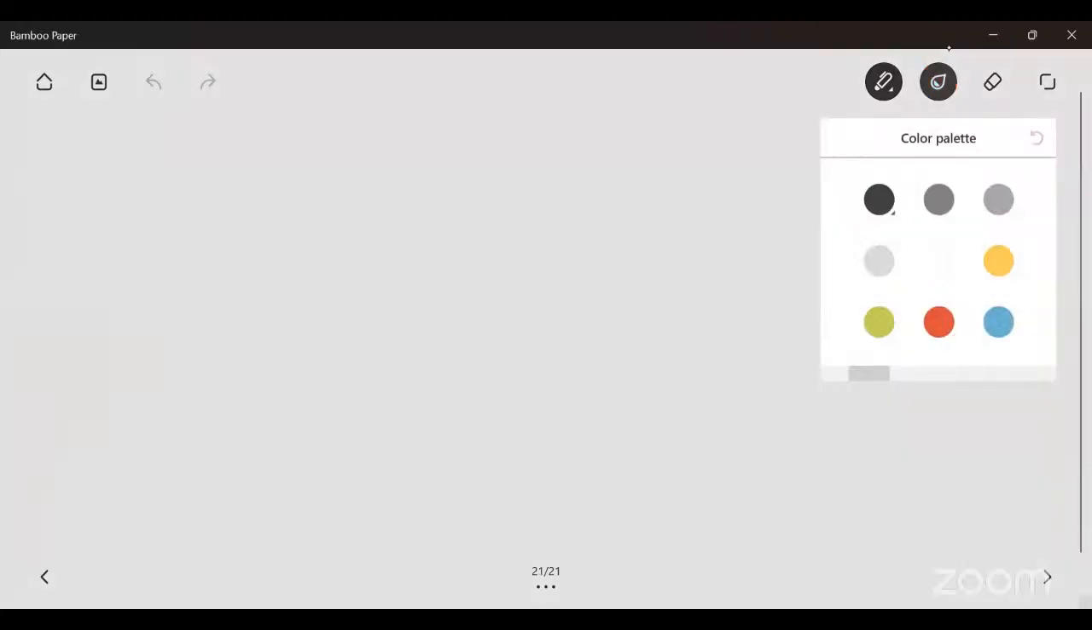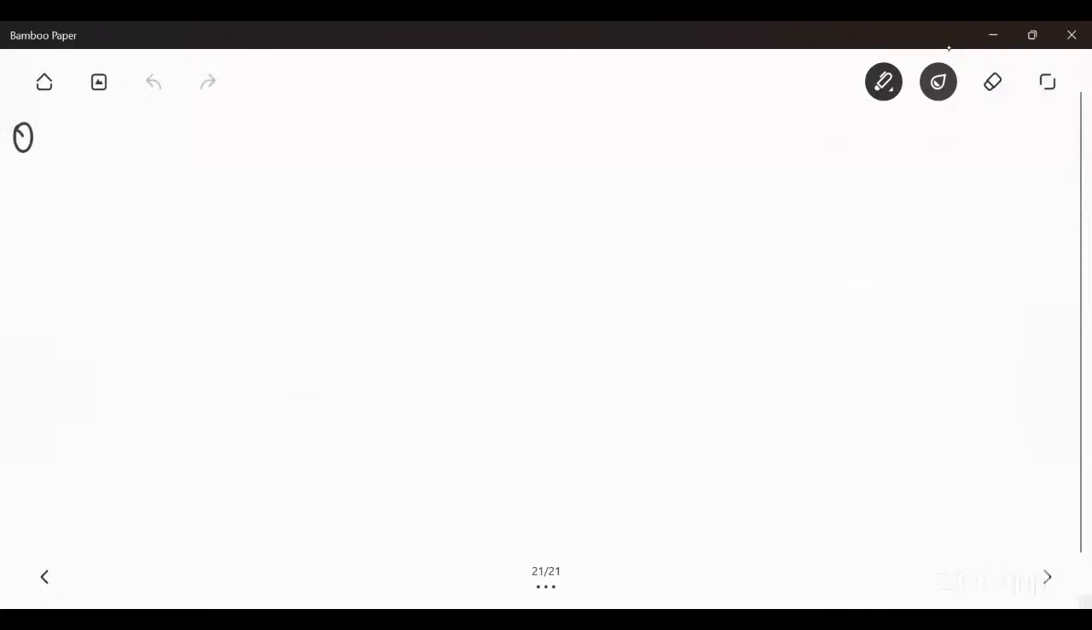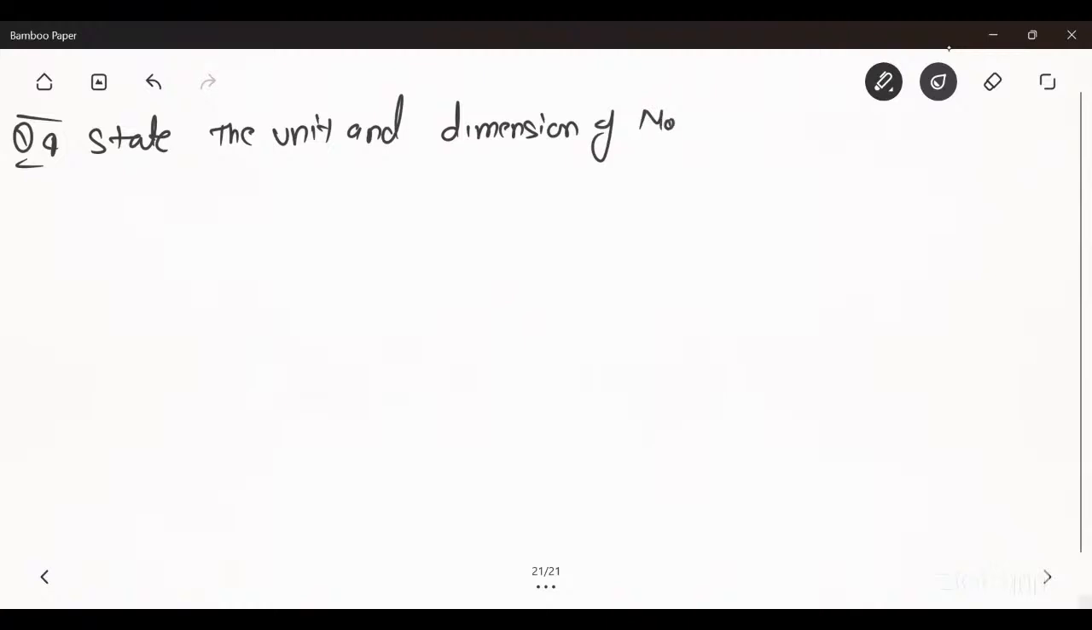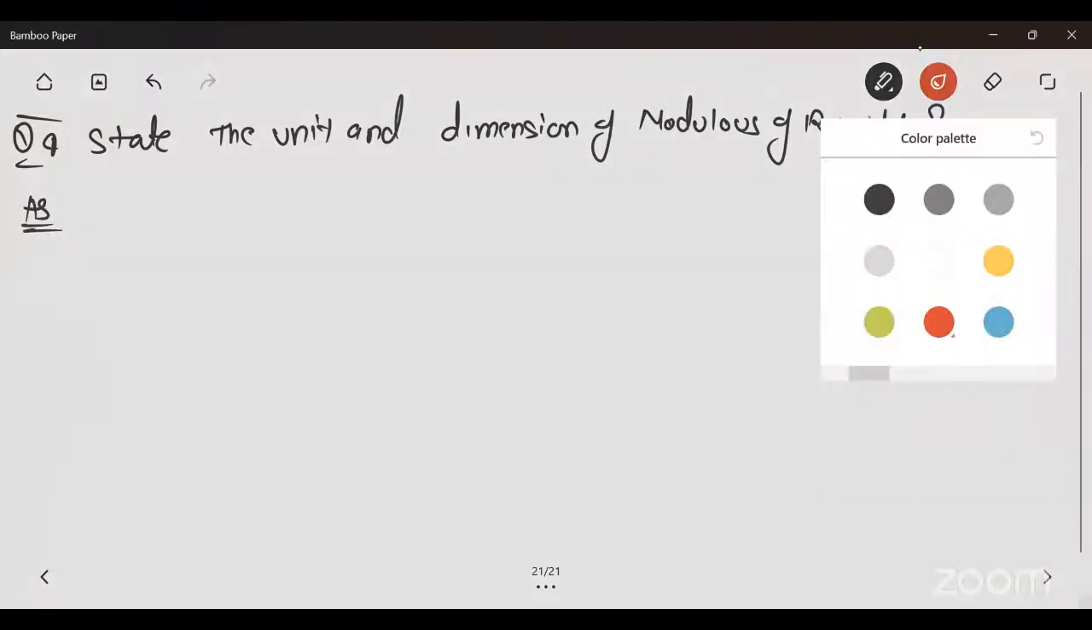Now the next very short answer question is: state the unit and dimension of modulus of rigidity.